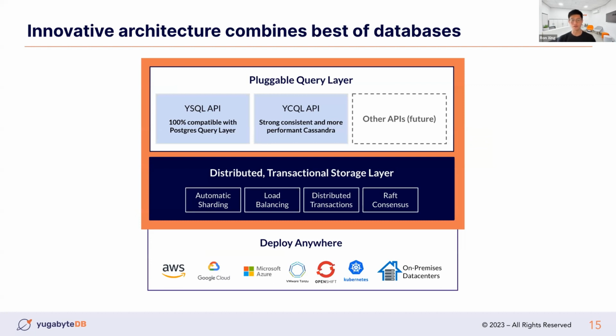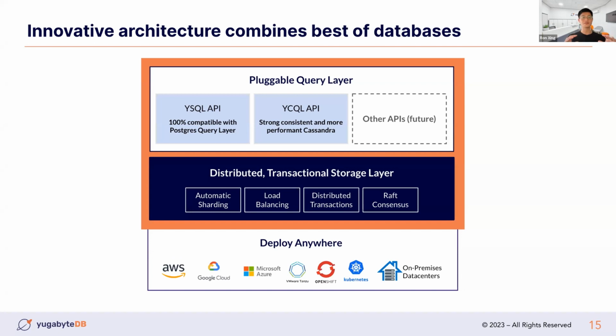So Yugabyte is one example of distributed SQL, and it has a 2-layer architecture. On the top is a pluggable query layer. On the bottom is a distributed transactional storage layer. We're not here to invent another database for people to use, but rather a data platform, depending on the workload, right? So right now we offer 2 APIs. One is a Postgres compatible API. The other one is a Cassandra compatible API. Depending on the workload nature, you can choose either of the two. And we have other APIs coming in the future as well, right?